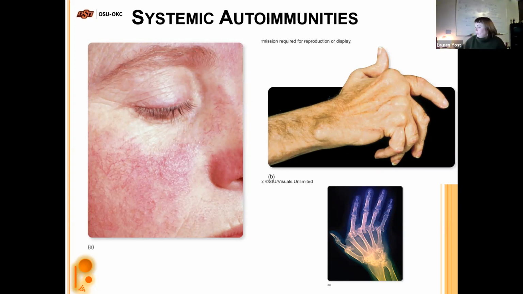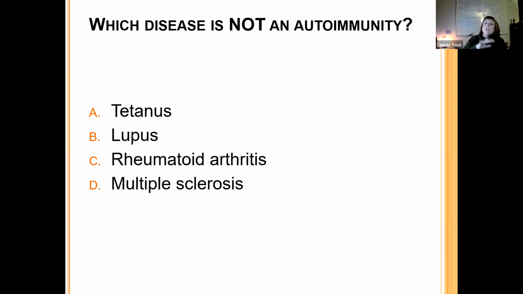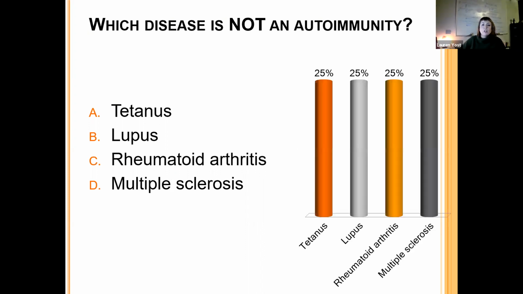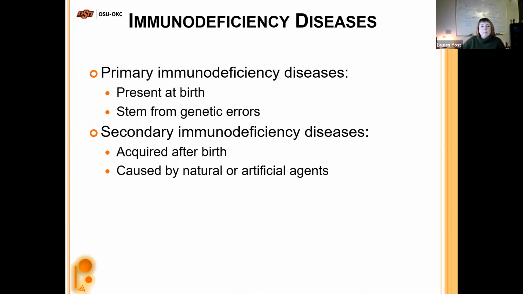So which of these below is not an autoimmunity? We just talked about lupus, rheumatoid arthritis, and multiple sclerosis. So please tell me that you know that tetanus is not autoimmune. We know it's caused by a toxin produced by Clostridium bacterium.